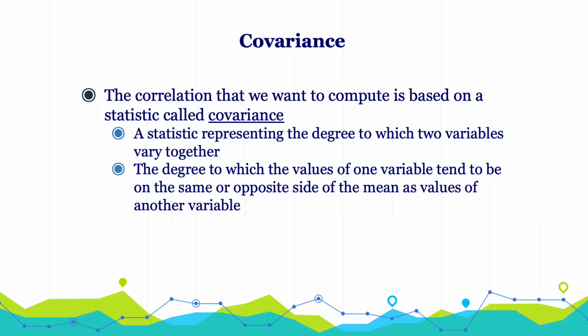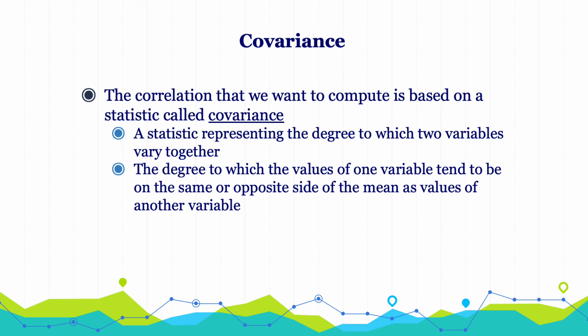So we ultimately want to look at the correlation, okay? But the correlation is based on something called covariance. So covariance is just the extent to which two variables vary together. That's why it's called covariance. So they're co-varying, they're varying together, okay? And you can also think of it as the degree to which the values of one variable tend to be on the same or the opposite side of the mean as values of another variable.